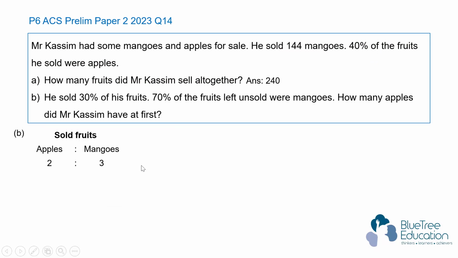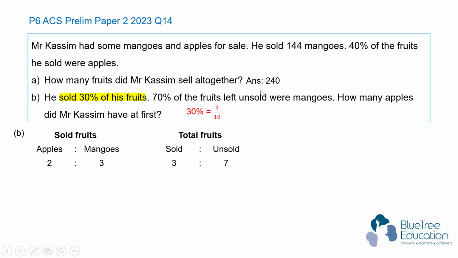So once again, let us break down this part into pieces that are much easier to understand, starting with the first sentence. He sold 30% of his fruits. Once again, I'm going to change the percentage into a fraction. 30% is 3 over 10. That means his total number of fruits is 10 units, and the amount sold is 3. This means the amount unsold will have to be 7.